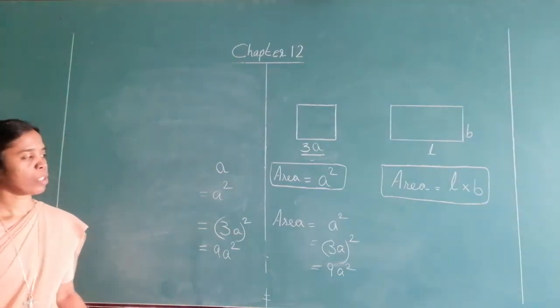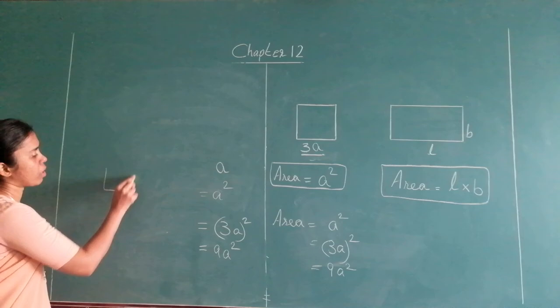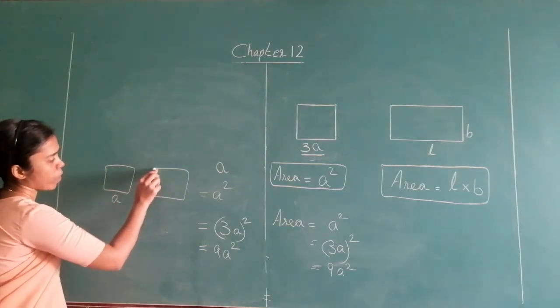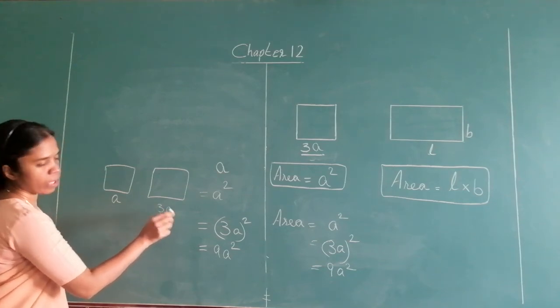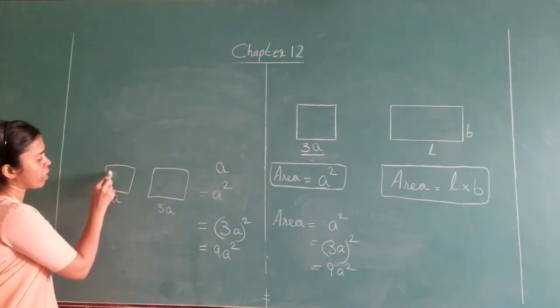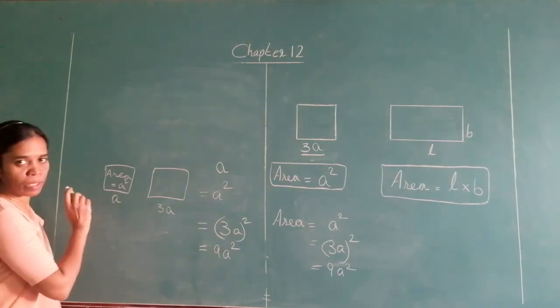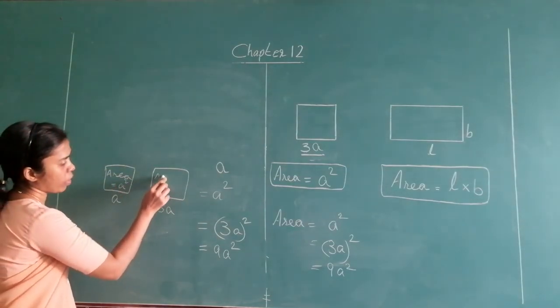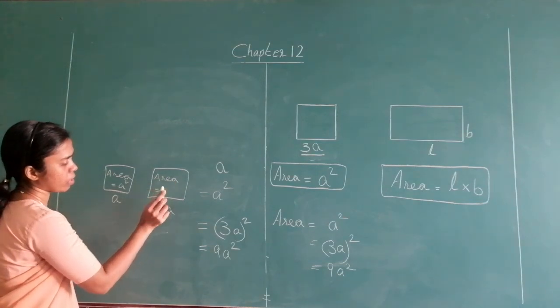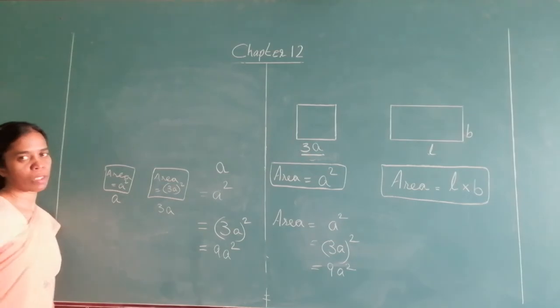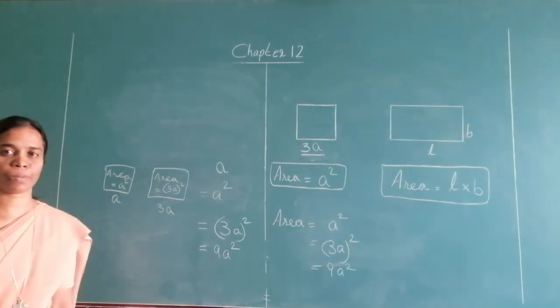At the side in your working column, you draw 2 squares and keep. This was A. Another square you draw and you write it as 3A. And inside this you write area is A square, and inside this you write area is 3A the whole square. Then you will understand it better.